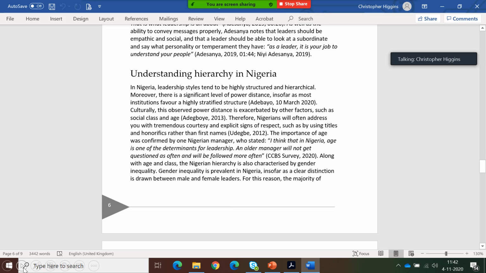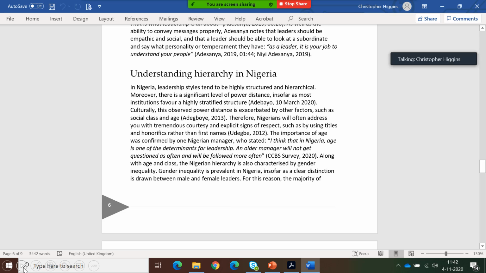Similarly, again from Team Nigeria, they have a lovely mixture of synthesis here. The very first sentence: in Nigeria, leadership styles tend to be highly structured and hierarchical. Moreover, there is a significant level of power distance insofar as most institutions favour a highly stratified structure. Reference to the interviewee, Adebayo, 10 March 2020. They then go on later on to include survey data as well.